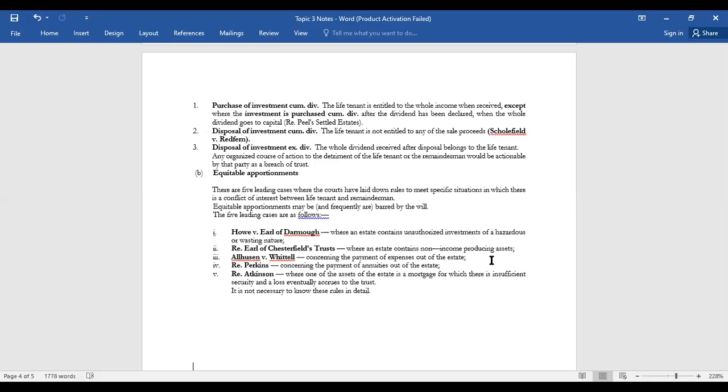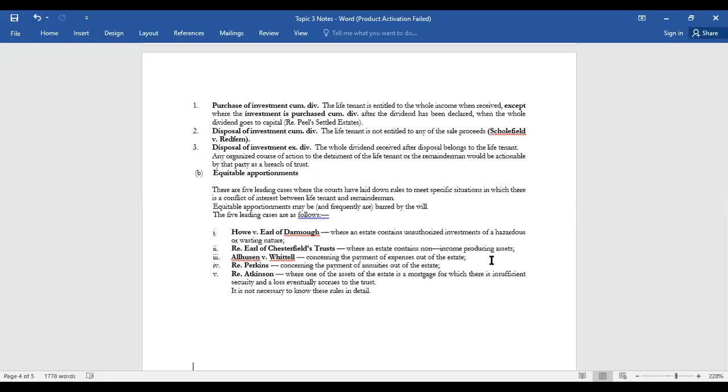For example, you have ammonium nitrate and you are holding it and it is hazardous. We said that a will not hold if whatever the goods that are being held are contraband, if you recall. Then we have Re Chesterfield's Trust, where an estate contained non-income producing assets, which means there was no profit to be shared. And that's why we say that if it is declared as a charitable good, it will remain as such, it's not shareable. Then we have Allhusen versus Whittell concerning the payment of expenses out of the estate.